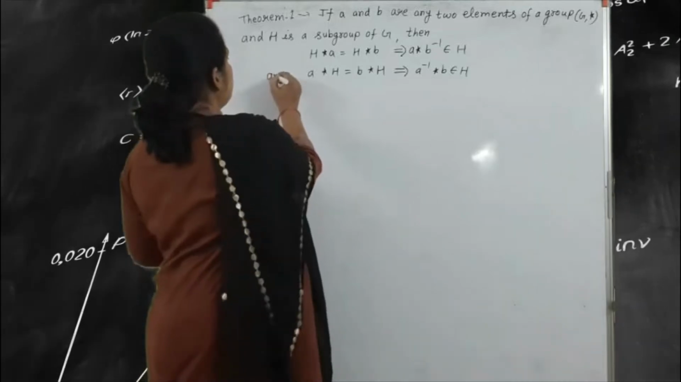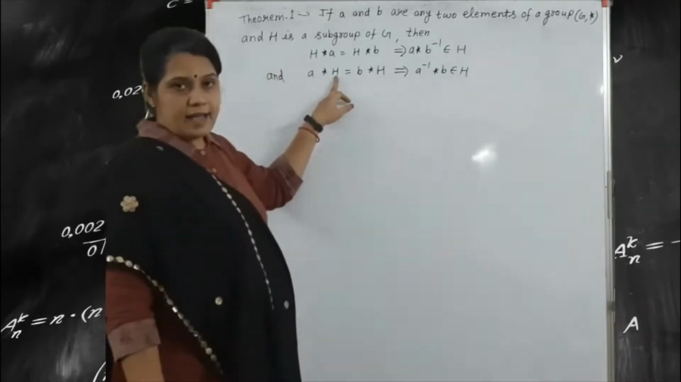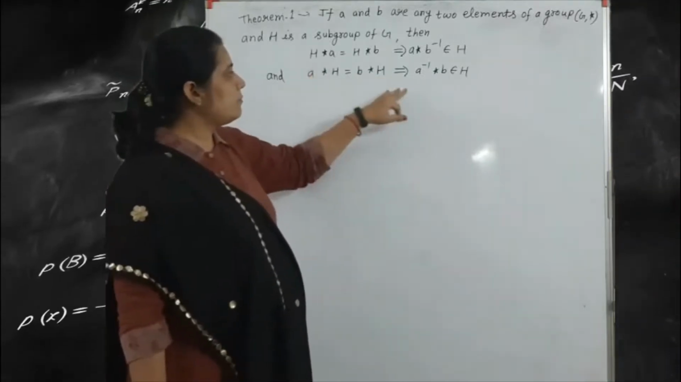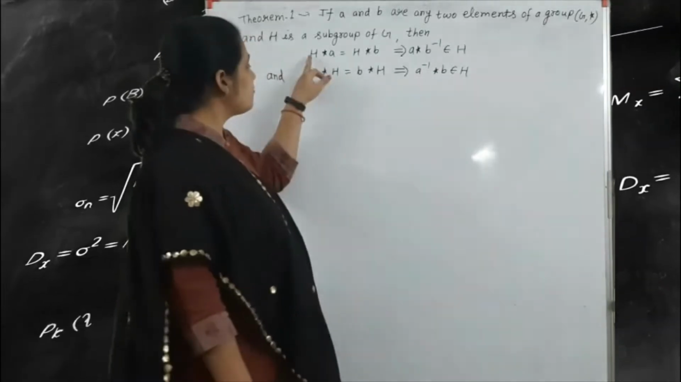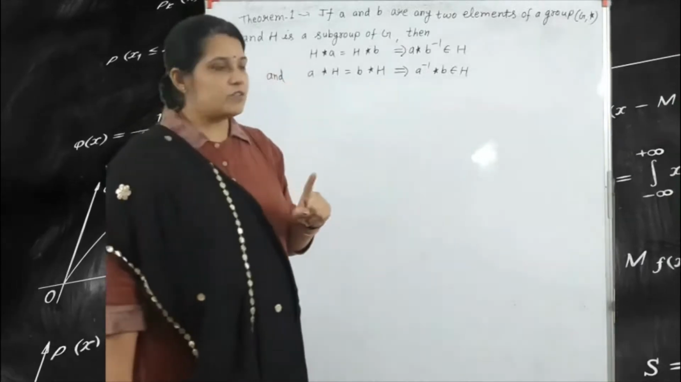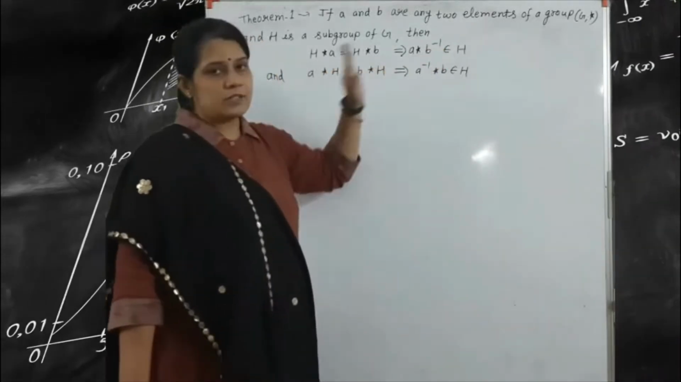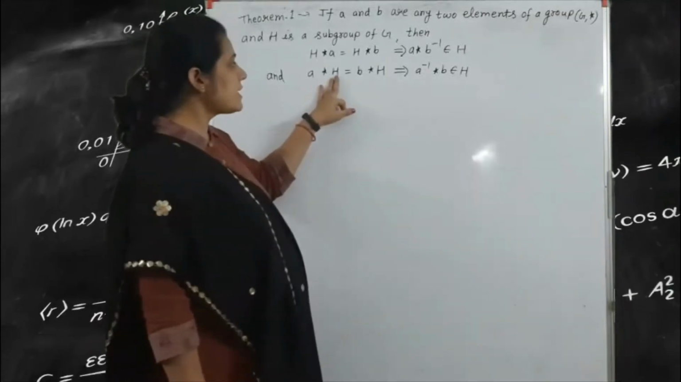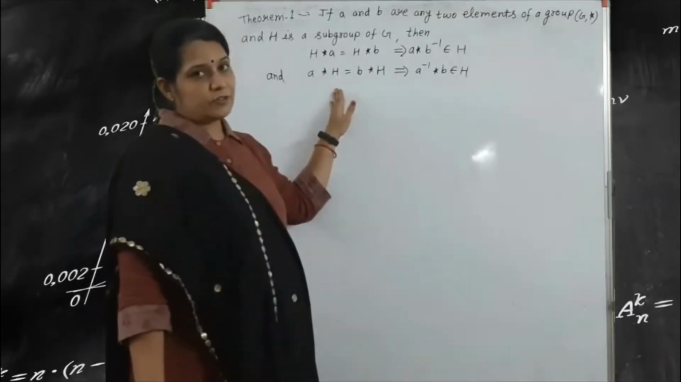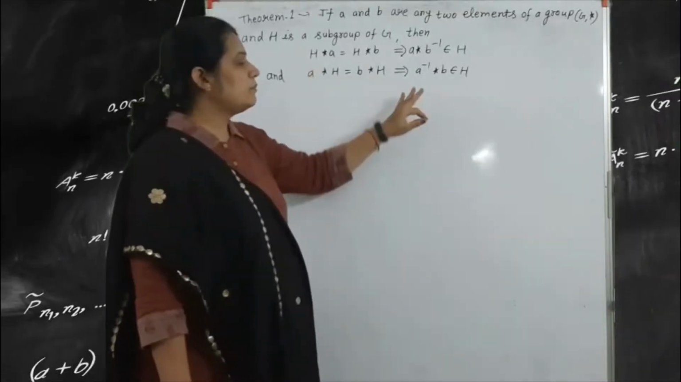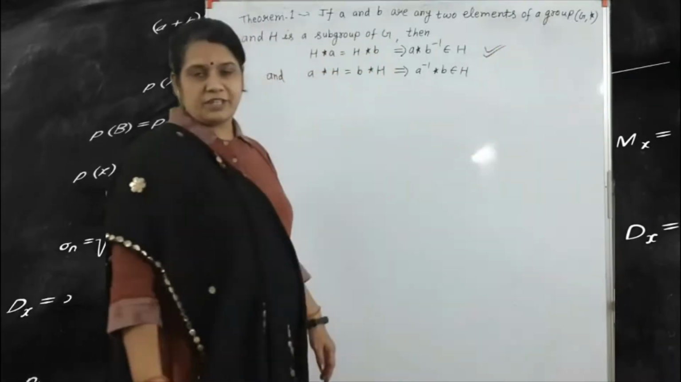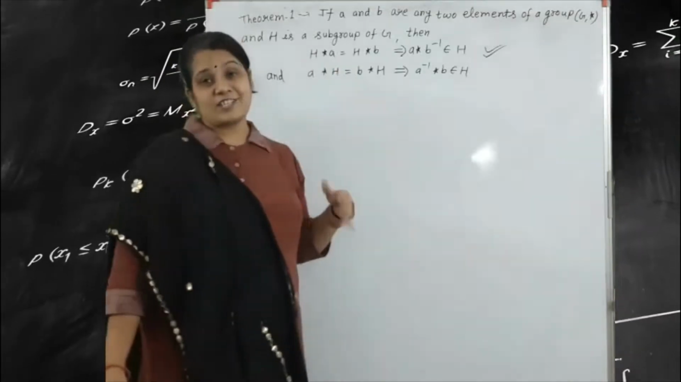The second one is if we write A star H is equal to B star H, implies A inverse B belongs to H. So don't be confused here. If you write H in the left hand side, this is the right coset, so A B inverse belongs to H. In the second one, we write the capital H in the right hand side, so this is the left coset, so A inverse B belongs to H. According to this theorem, we use number 1 and prove that this condition is satisfied or not.